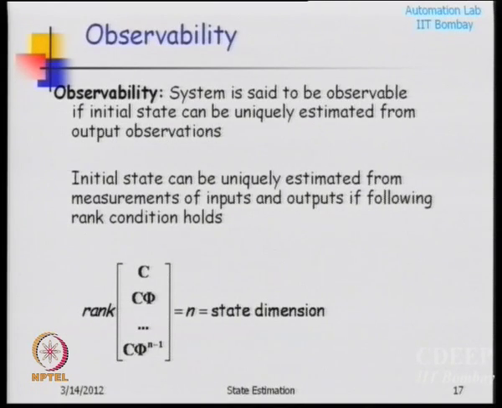What is the use of this condition? Suppose you have chosen a certain number of measurements for a given system. You will get a corresponding C matrix for that. With that C matrix, you compute the rank of this matrix. If the rank is not equal to n, to make it equal to n, you will have to add more measurements. When you add more measurements, the structure of the C matrix will change.